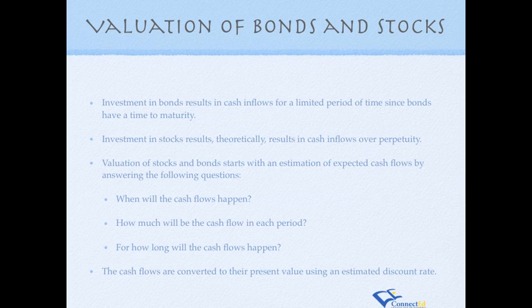Now, what does this estimation involve? Well, you have to answer when will the cash flows happen? Will they happen in year one, year two, year three? How much will be the cash flow in each period? Will it be $100 in year one, $50 in year two? And for how long will the cash flows happen? So, when, how much, and how long? These are the three key questions that one would have to answer in estimating cash flows. The cash flows are then converted to their present value using an estimated discount rate.